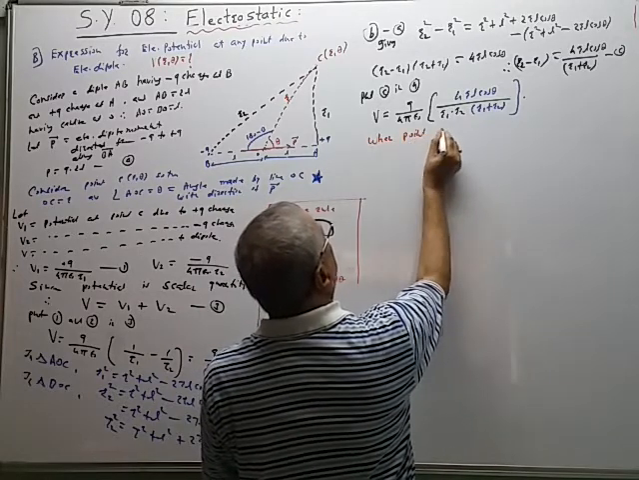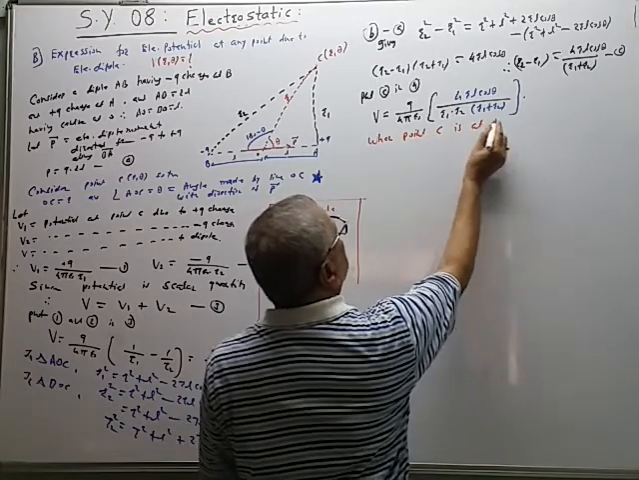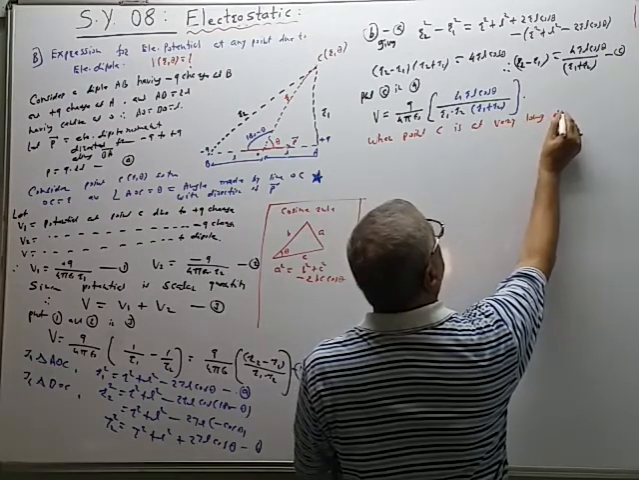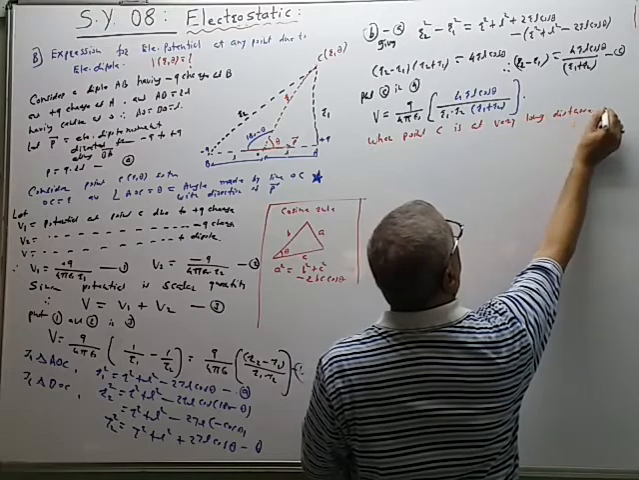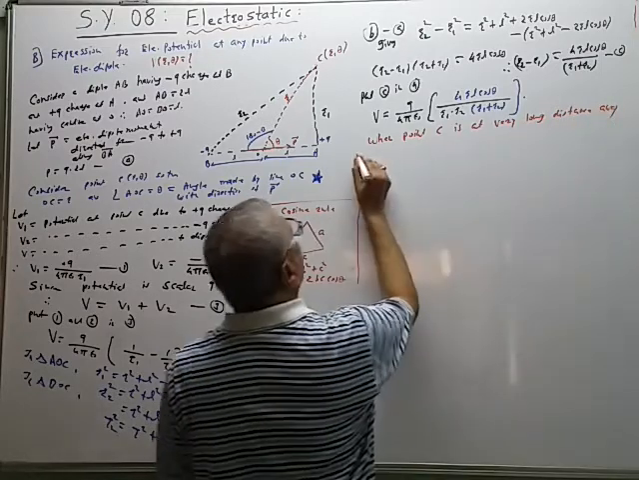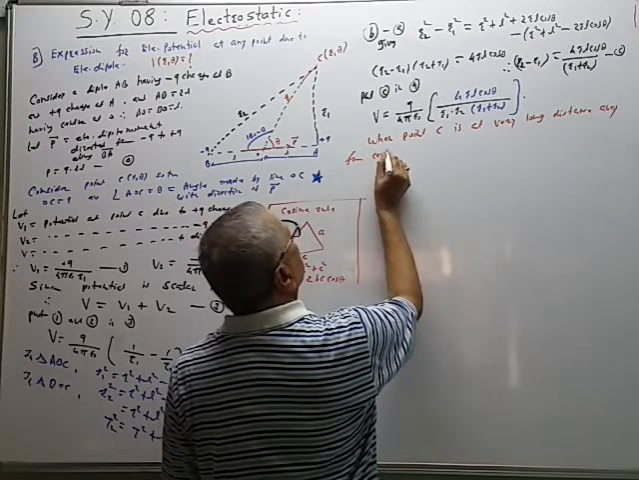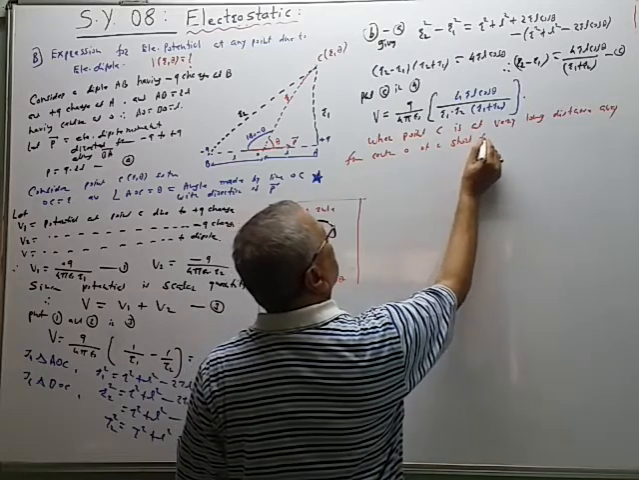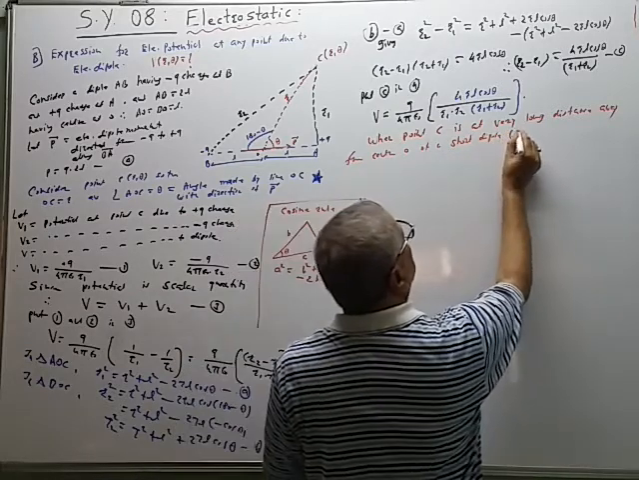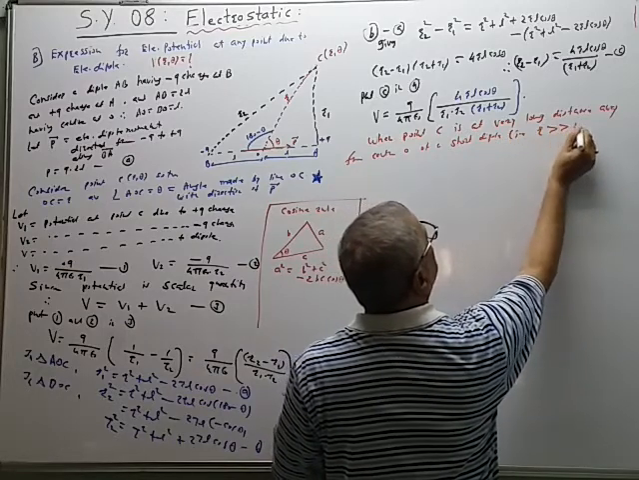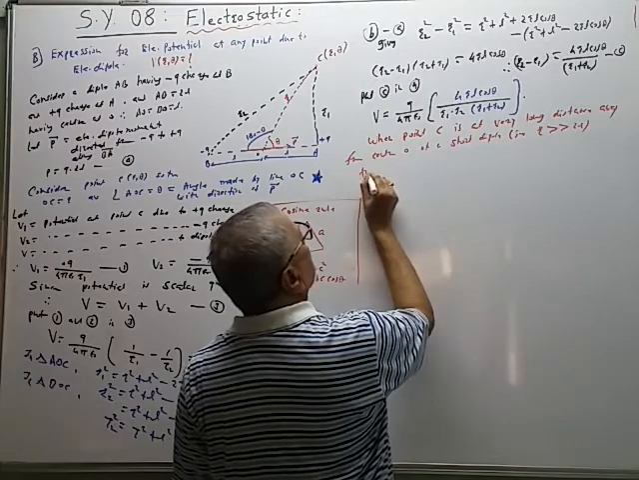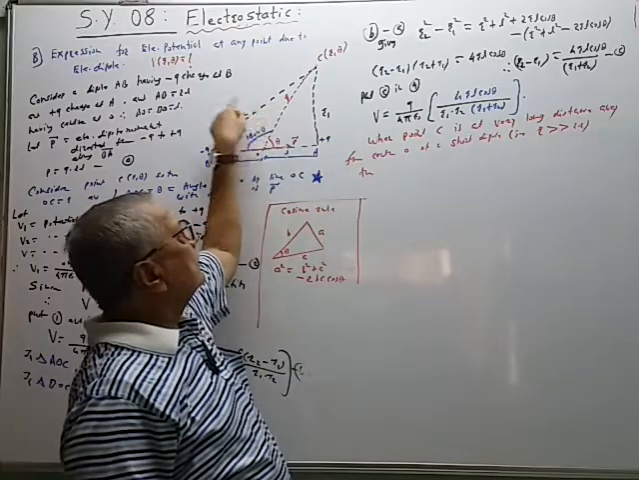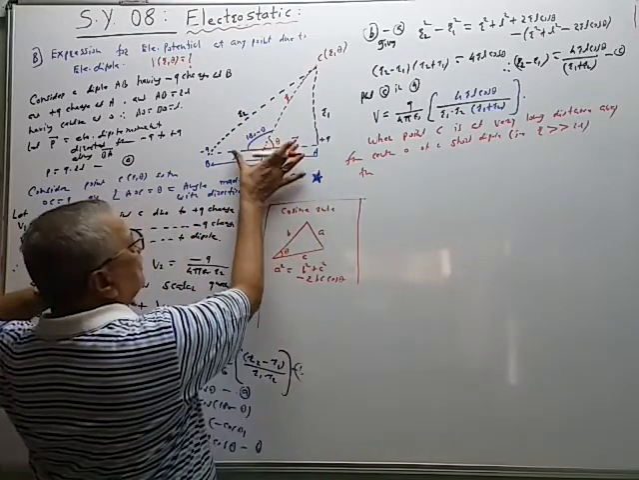When the point C is at a very long distance away from the center O of a short dipole. Mathematically you can write that R is very much greater than 2 times L. Then if we take this point C to a long distance, R1, R2 and R will become nearly equal in value. So this dipole length is very small.